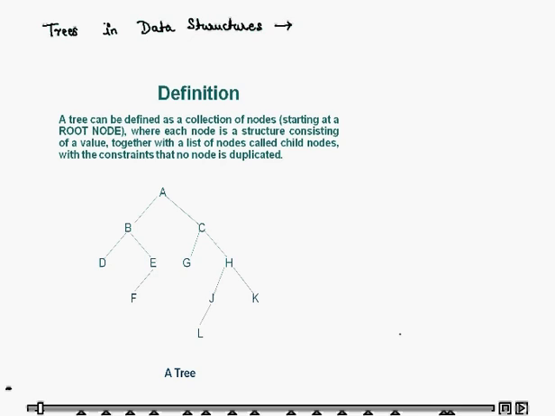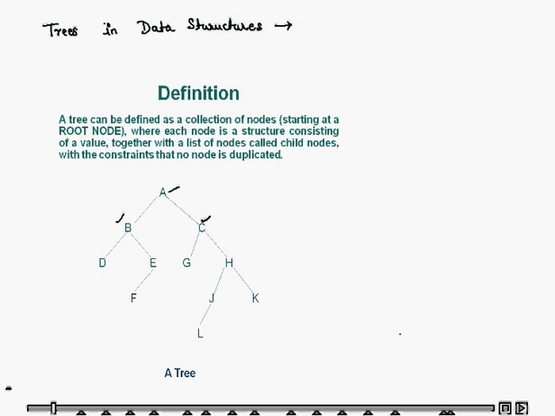Here A is the root node. So the definition reads, a tree can be defined as a collection of nodes where each node is a structure consisting of a value together with a list of nodes called child nodes, with the constraint that no node is duplicated. So here this B, this C, these are all nodes. E, G, J, these are all nodes.